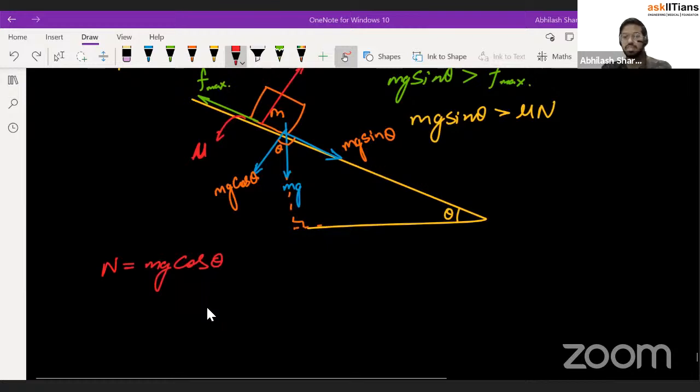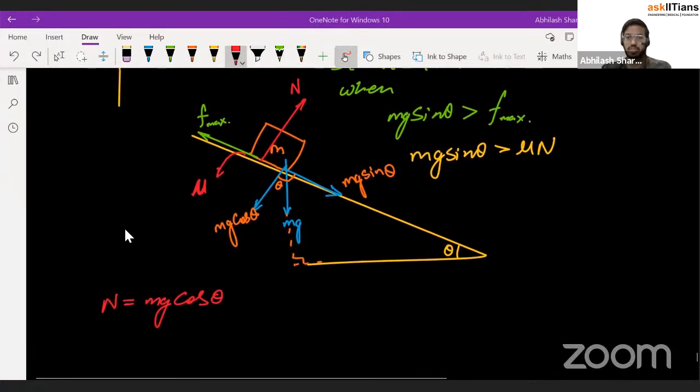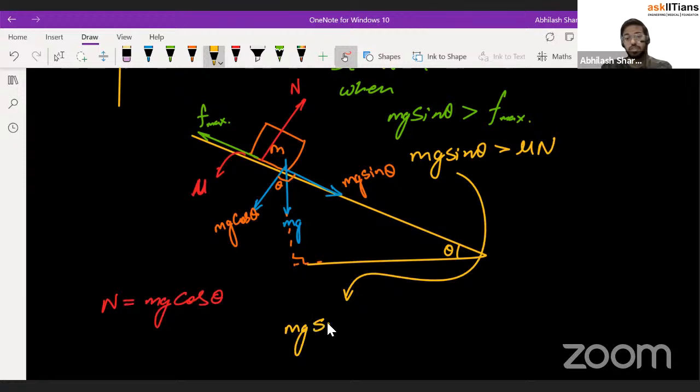Okay, so N equals mg cos theta. That's the normal. So let's substitute. Remember, we are solving this equation. Mg sin theta must be greater than mu times N, and that normal reaction is mg cos theta.